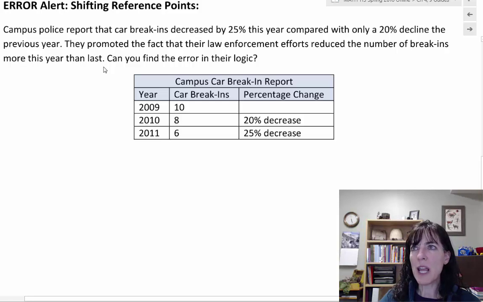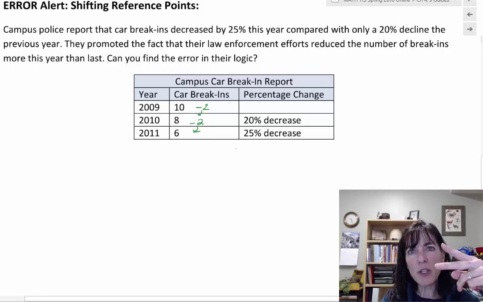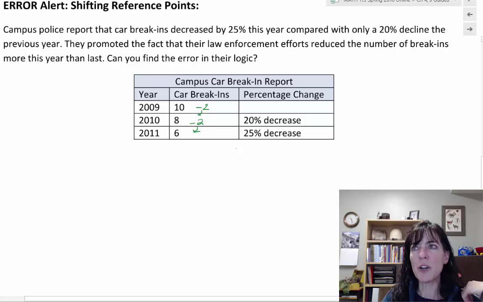So if we look at their table, campus car break-in report, year, 3 different years, car break-ins, it looks like it's going from 10 down to 8, down to 6, which looks like, if we look at this, that's -2 to get to the next line and -2 again to get to the next line. So they've reduced the number of break-ins by 2 each year, which is a little confusing how these percents could be different.